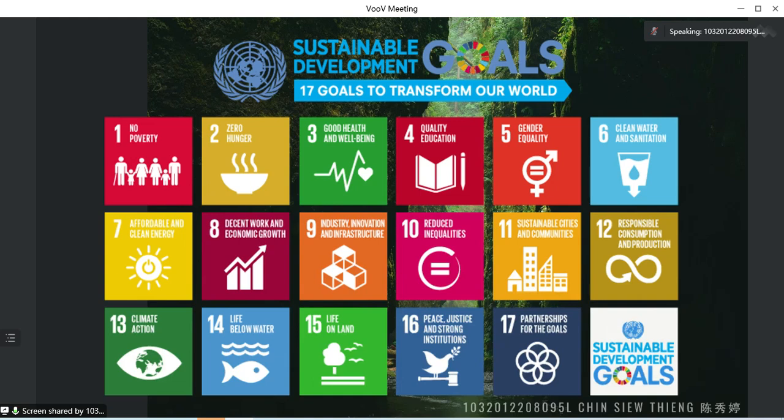The sixth one is clean water and sanitation. The seventh is affordable and clean energy. The eighth one is decent work and economic growth. Ninth is industry, innovation, and infrastructure. Tenth is reduced inequality. Eleventh is sustainable cities and communities.